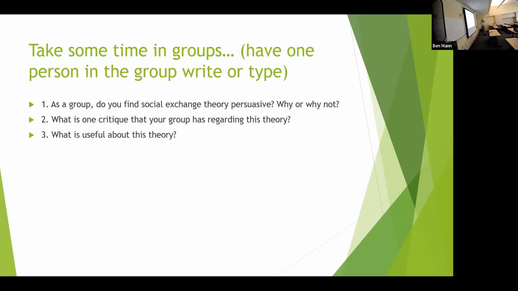What I want to do now then is, given the things that we've laid out in defining and thinking about this theory, I'm going to break you off into some smaller groups. And what I want each group to talk about, and I'll have one person write or type the names of group members for attendance today, is as a group, do you find social exchange theory in the way that we've talked about it persuasive? Why or why not? Again, there's not necessarily a more or less correct answer. I'm looking for your perspective here.